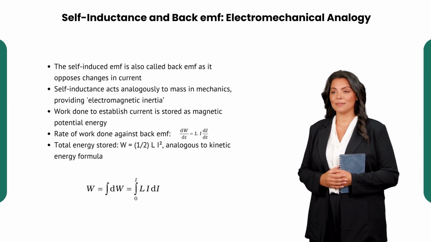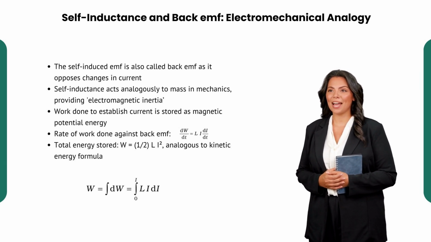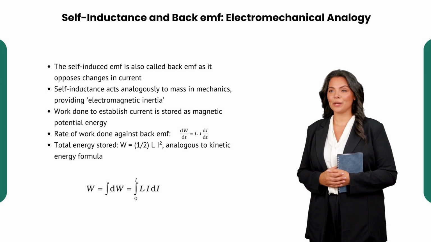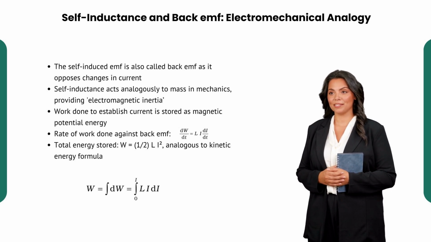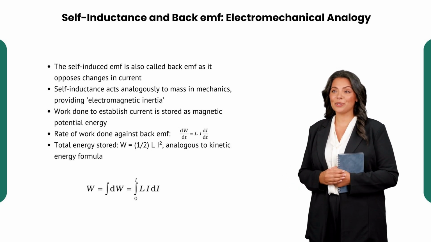Remarkably, this expression mirrors the kinetic energy formula 1/2 mv squared, making L the electromagnetic analog of mass. This stored energy resides in the magnetic field around the coil and can be returned to the circuit. Understanding this magnetic energy storage is vital for analyzing circuit behavior involving inductors, transformers, and energy conversion.